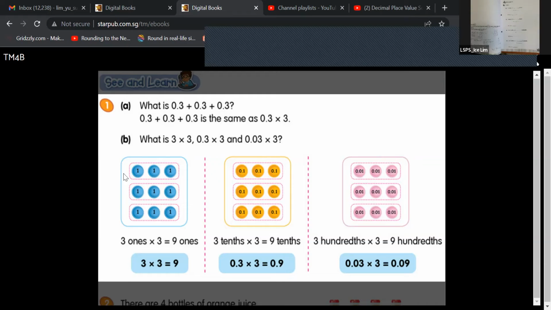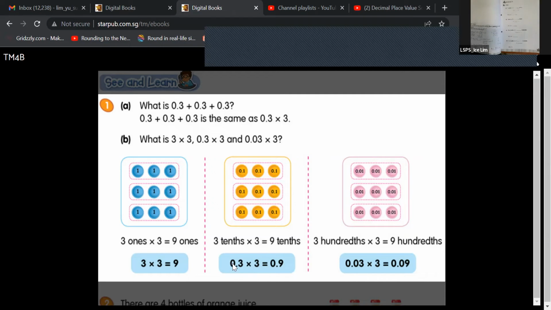So for example, 3 times 3 is actually talking about 3 ones times 3 equals 9 ones. So even if I look at 0.3 here, it's a decimal. But if I understand and read it in English, it's 3/10 multiplied by 3. And the same idea gets you 3 times 3 is 9. But now it's 9/10.